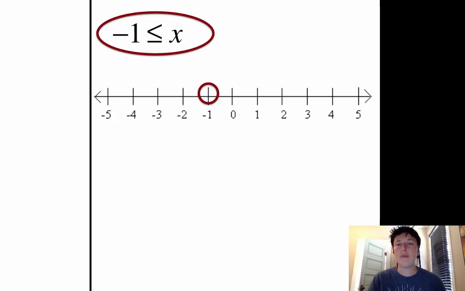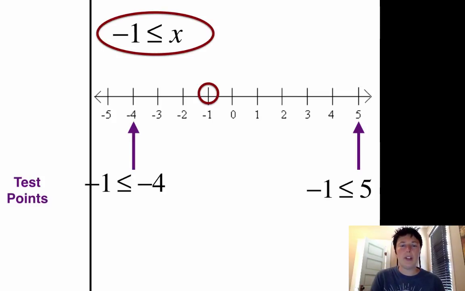So I'm going to pick randomly. I'm going to pick 5 and negative 4. You can pick anything you want. But we're going to see which one works. So, testing the points, is negative 1 less than or equal to negative 4? And is negative 1 less than or equal to 5? So negative 1 is not less than negative 4, but it is less than 5. So I can see which one passes and fails.